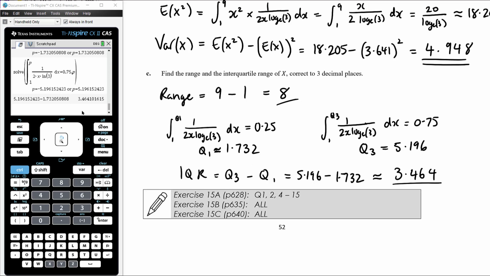Alright, so in the next video we'll be moving on to the normal distribution, so you can head straight on to that rather than pausing to do some exercise work here.